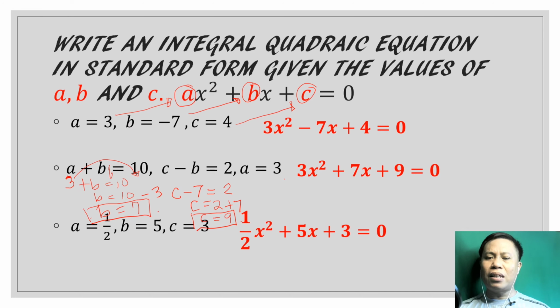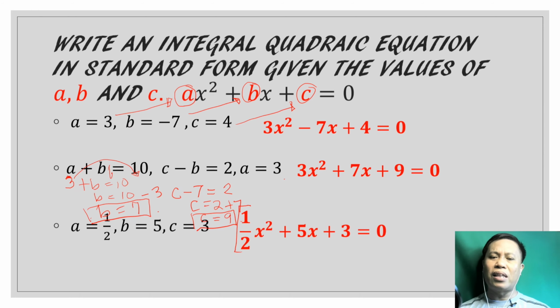But remember, this is not the final answer, because in the direction, it is stated that we are going to write an integral quadratic equation. When you say integral quadratic equation, all the coefficients must be integers. 1/2 is not an integer. So we are going to simplify that. How? We simply remove 1/2. How to remove 1/2? We think of a number that if we multiply it to 1/2, the answer is 1.